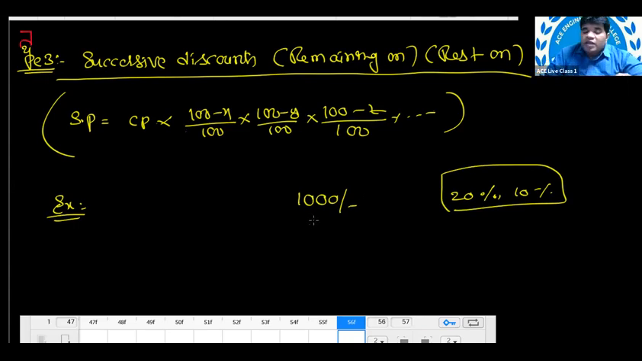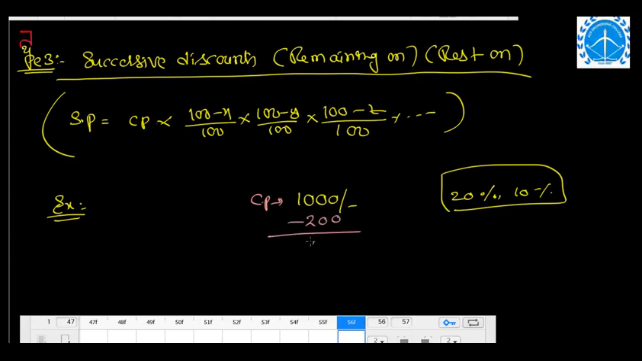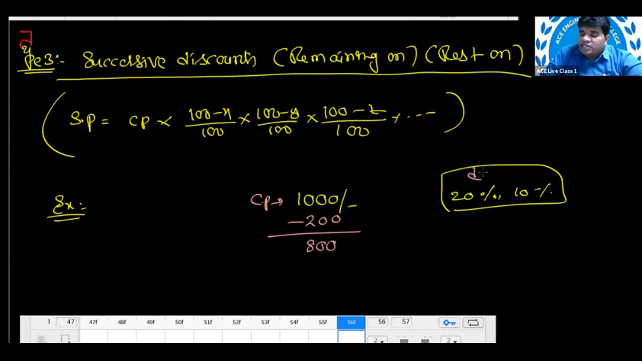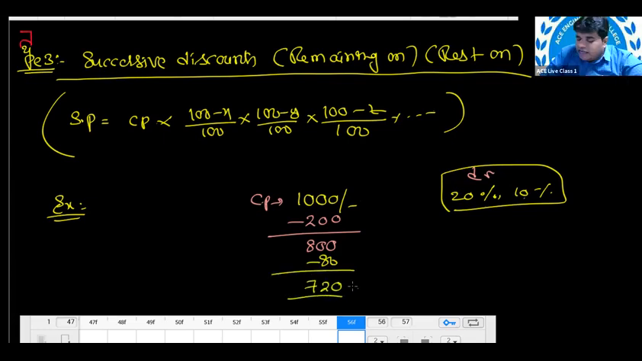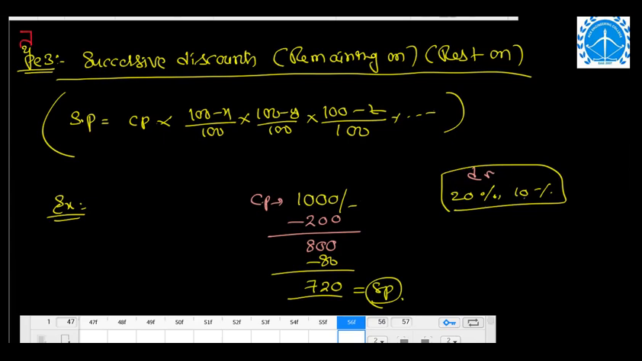Generally, tell me first of all, cost price 1000. First a 20% discount is given. A 20% discount means how much is given? 200. So what is the remaining amount? 800. So this 10% discount is on 800, not on 1000. Got it? So 10% means what is the answer? 80. So finally, 720. It is called the selling price. Are you getting it now? So this is called the successive concept.